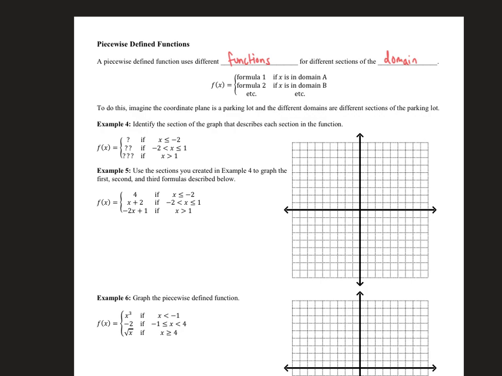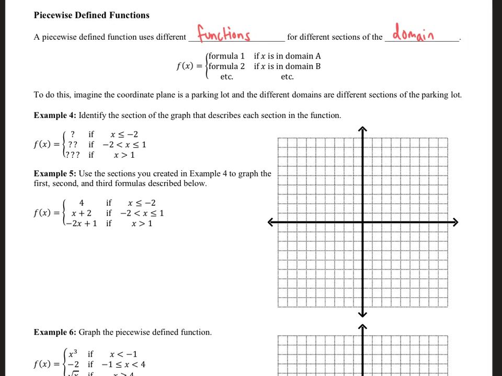So one thing we can do is to break the domain into different chunks. So looking at those pieces, that's where we're starting. Identify the section of the graph that will describe each part of the function. If I'm just looking at where x is less than negative 2, that's the part to the left, whereas x between negative 2 and 1 would be this part here of the function, and x greater than 1 would be in this part of the function. So each space will have its own graph.